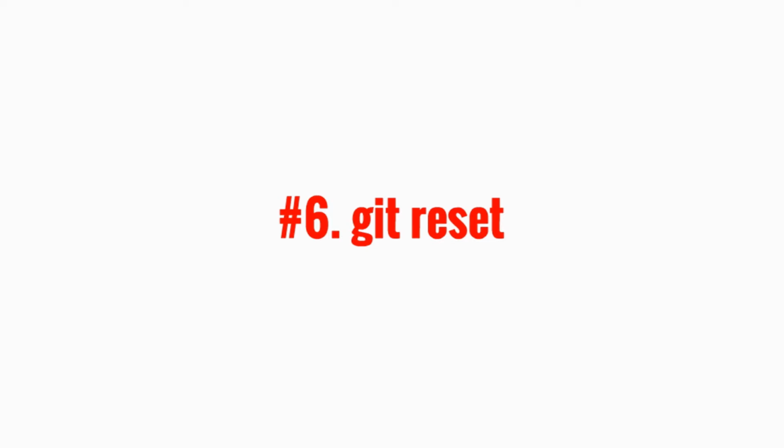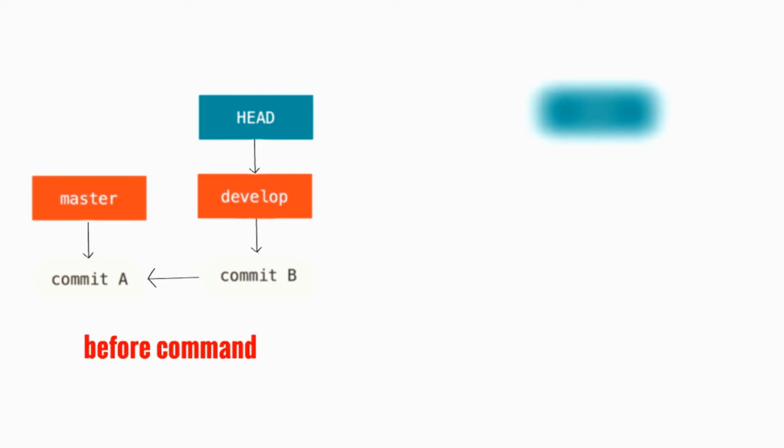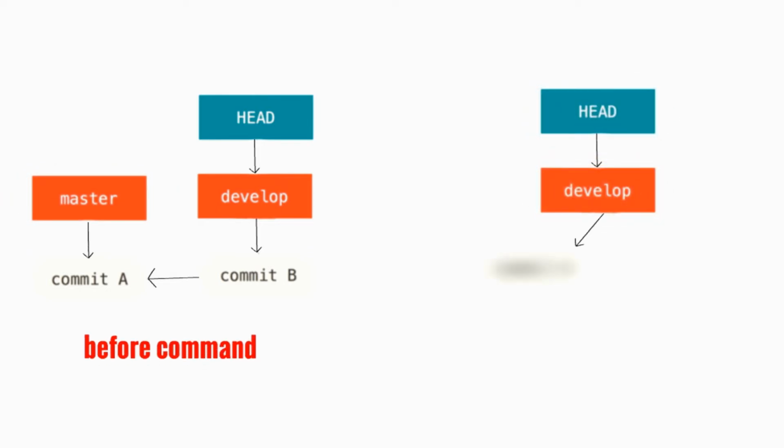Number 6. Git Reset. The Git Reset allows you to unstage added files. Let's say you added a file to your repository. However, you decide you don't want to track it anymore. You can use the Git Reset command to unstage the file.